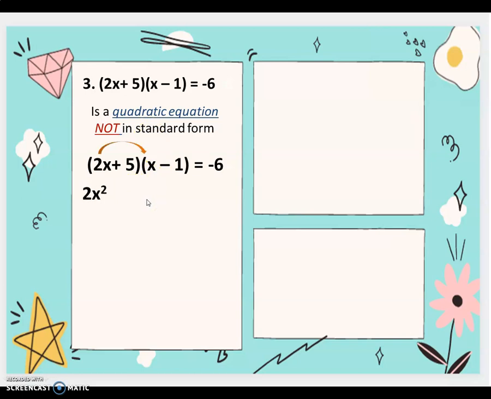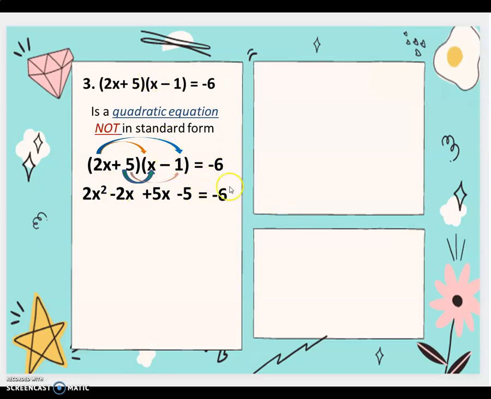2x times x equals 2x squared. 2x times negative 1 is negative 2x. 5 times x is 5x. And then, positive 5 times negative 1 is negative 5, equals negative 6.